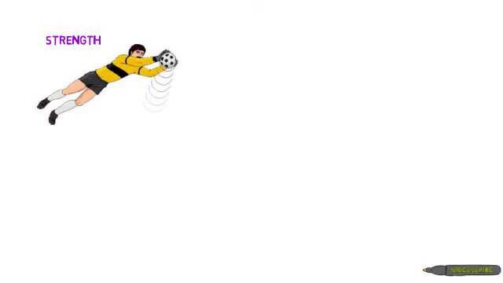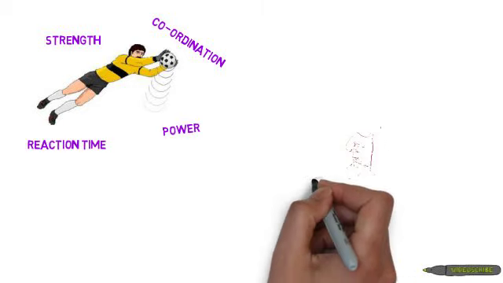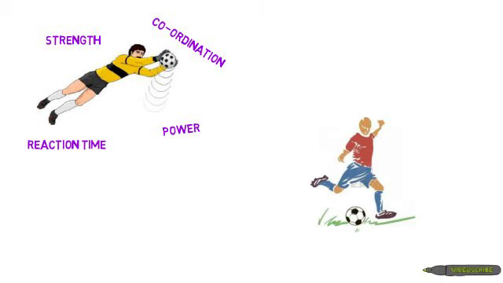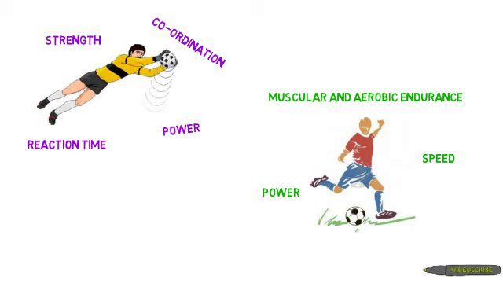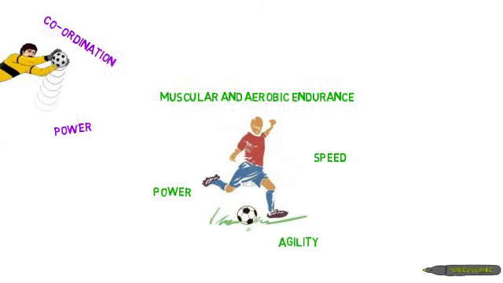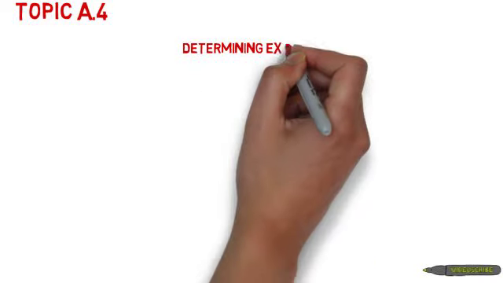We have looked at the various components of fitness and why they are important to sports performance. Now we need to investigate how exercise intensity can be used and adapted to help develop these components of fitness. Topic 8.4. How can intensity be determined?